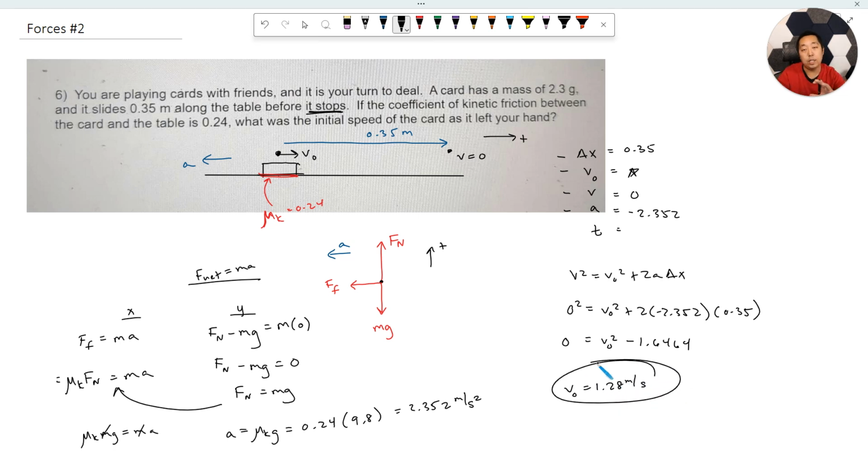So this is kind of a combination. You have to understand how to set up your kinematics equations using the standard process for kinematics, and then you have to do your dynamics part, drawing the free body diagram and using F net equals ma.